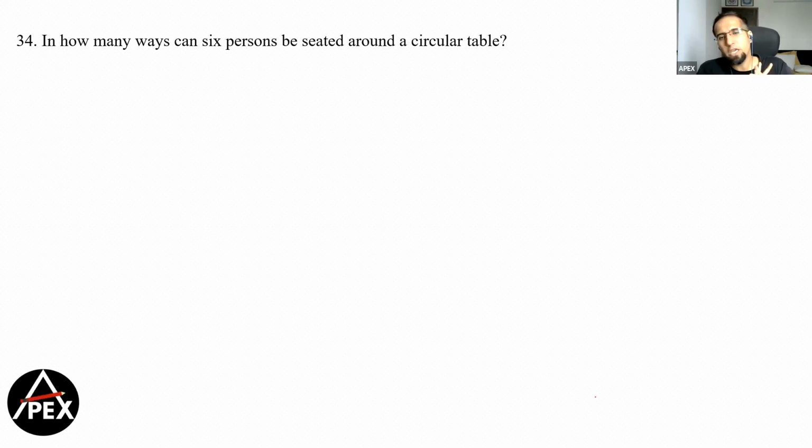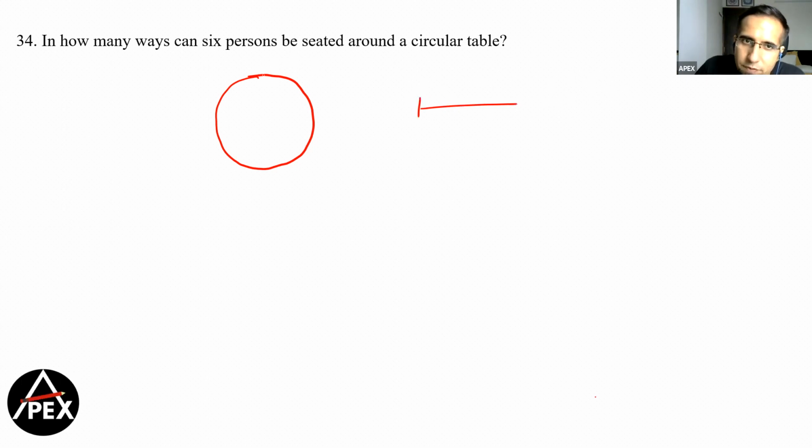Now, whenever I'm making people arrange in a circular table manner, the only difference between circular and linear is that in circular, I do not know which is my starting position, which is my ending position. But in linear, I know that this is my starting and this is my ending. So in circular, we have to first fix one person. Having fixed one person, only then I can arrange the remaining 5.